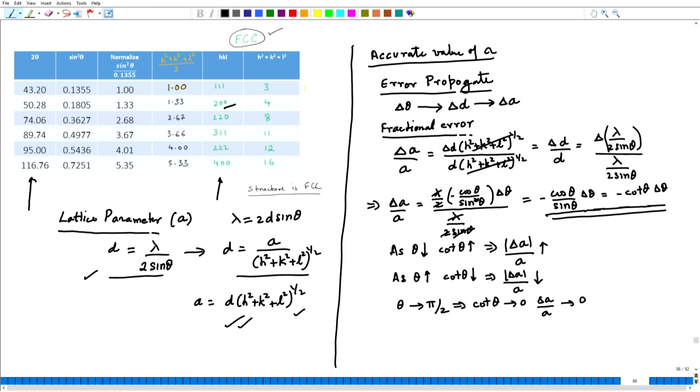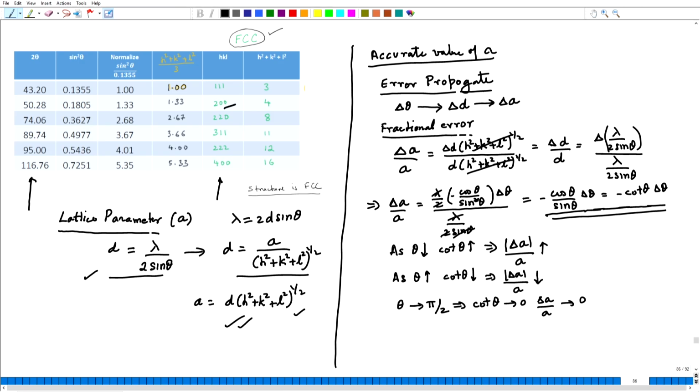So, from this you can see that there is a systematic error in the calculation of the lattice parameter as theta changes. Lower values of theta will give us larger error in the lattice parameter, higher values of theta will give us smaller error, and at theta equal to pi by 2, the error should go to 0. So, this is how the error propagation is taking place. Obviously, we would like to have a peak at an incident angle of 90 degrees. Well, one cannot get a peak at 90 degrees. What one has is data where there are specific peaks at specific angles.